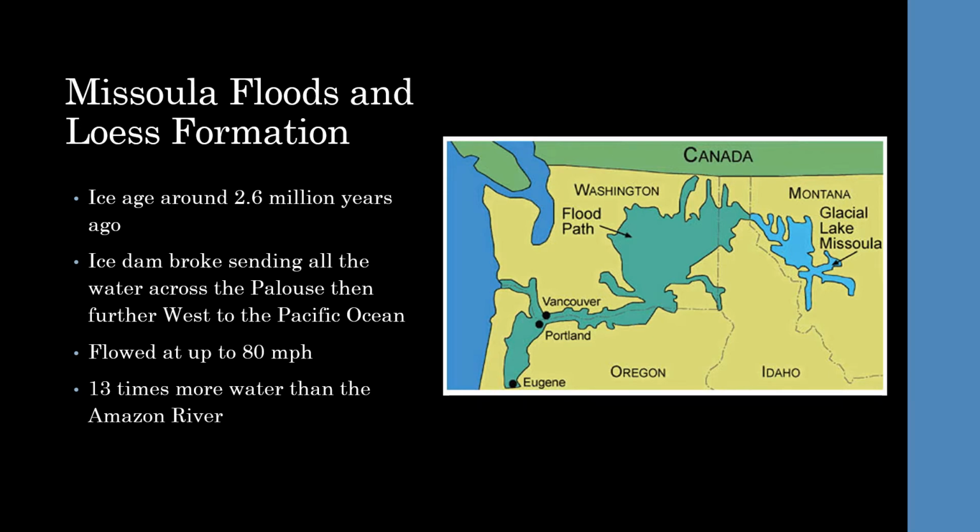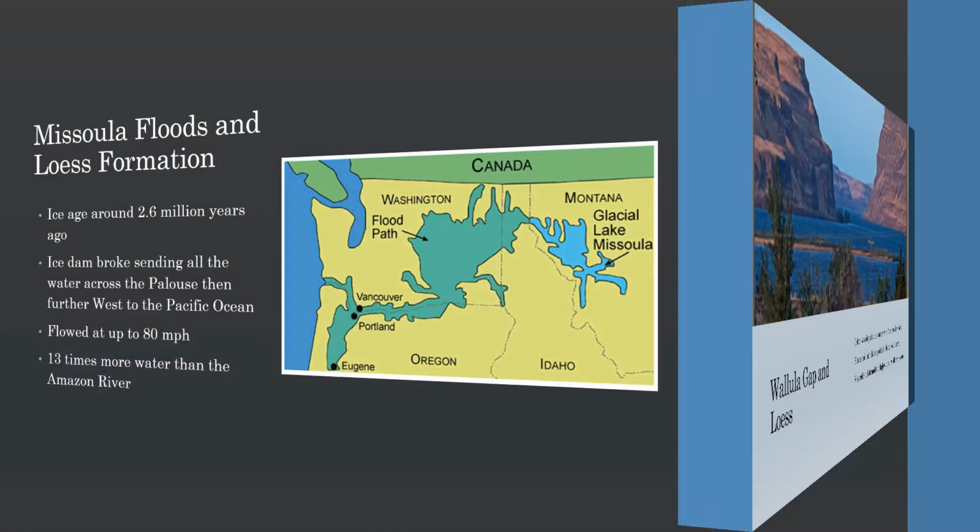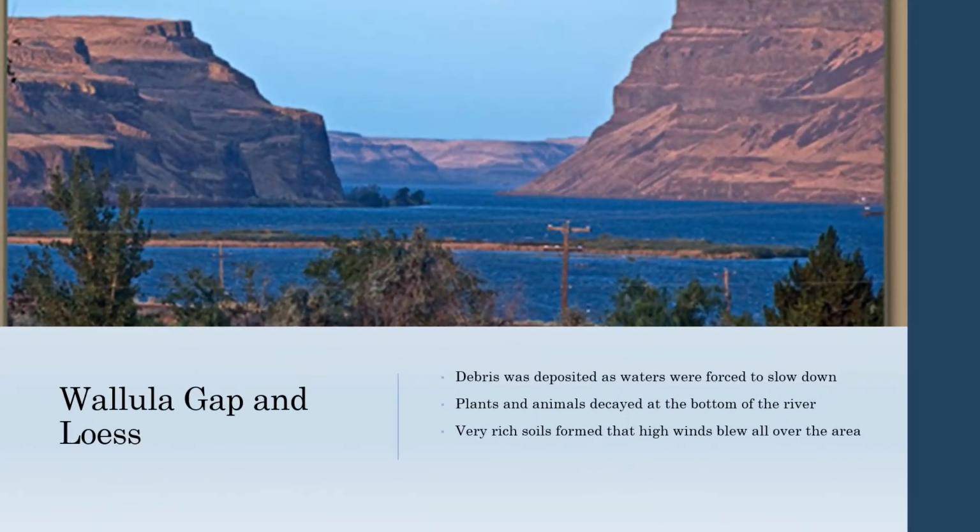This flood charged through Washington with speeds around 80 miles an hour and with 13 times more water than the Amazon River. The water picked up anything in its way: boulders, trees, and the unfortunate animals caught in its path. The water hit a wall at Wallula Gap, which forced the water to slow down and deposit all the debris that got carried along with it. Once the whole area was settled, the plants and animals decomposed in the soil that got deposited along with them. This created a very nutrient-rich soil called loess that was blown across the Palouse by high winds. Kamiak Butte was now covered in this loess instead of just being bare quartzite.